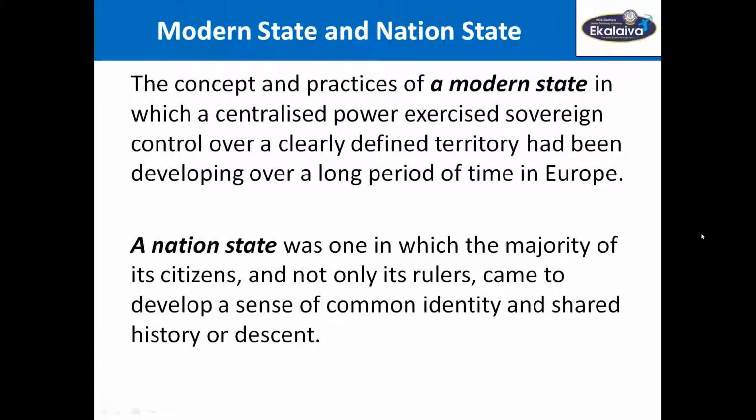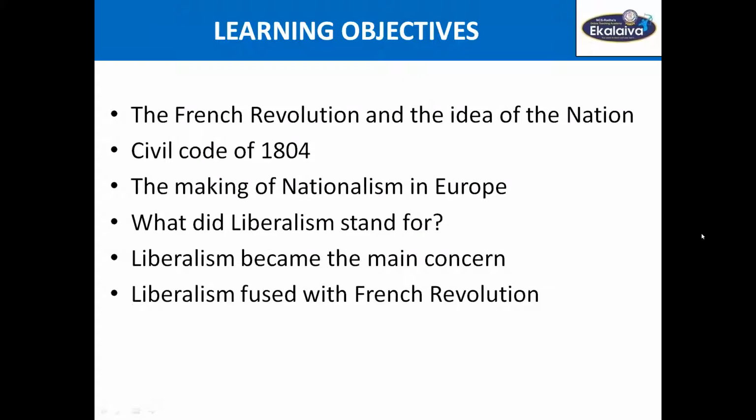Today we are going to see the next chapter. So the learning objectives of this chapter: the French Revolution and the idea of the nation, Civil Code of 1804, the making of nationalism in Europe, what did liberalism stand for, how liberalism became the main concern, and how liberalism fused with the French Revolution. This is what we are going to see today.